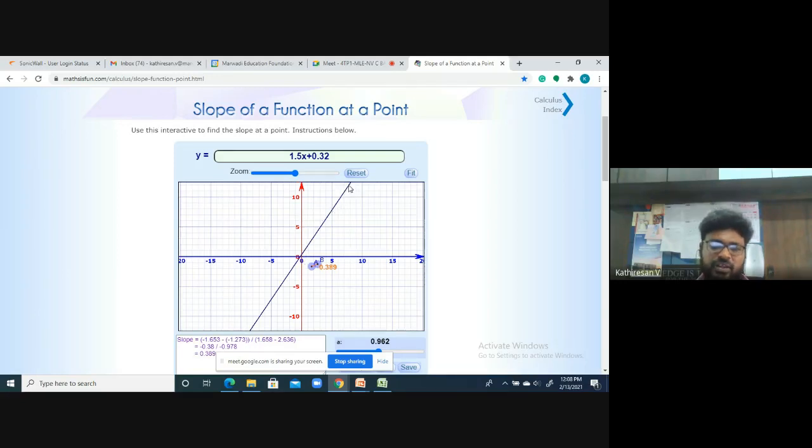Okay, this is a predicted curve. That is why it is working. Even if you substitute that 5 here, 1.5 into 5 plus 0.32, this value only will come. You have to predict according to that. That is why we are predicting this particular line. So you have to understand.